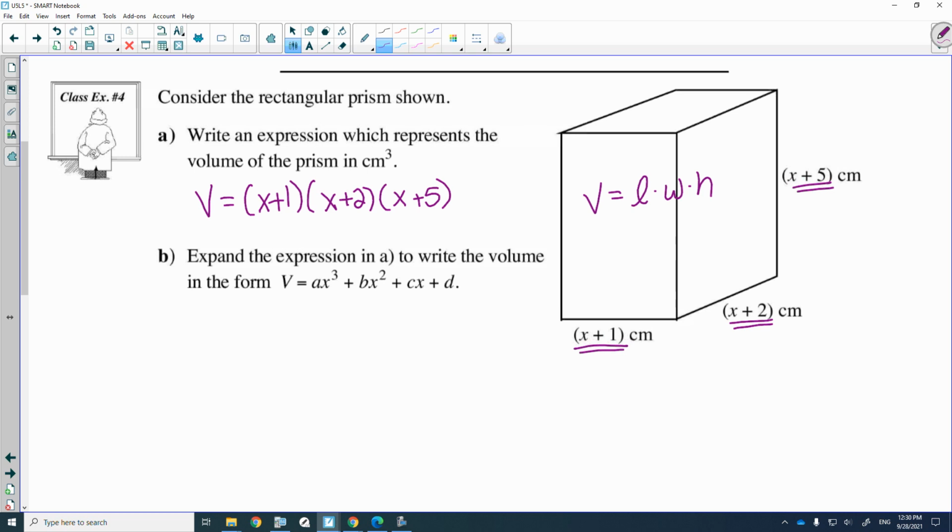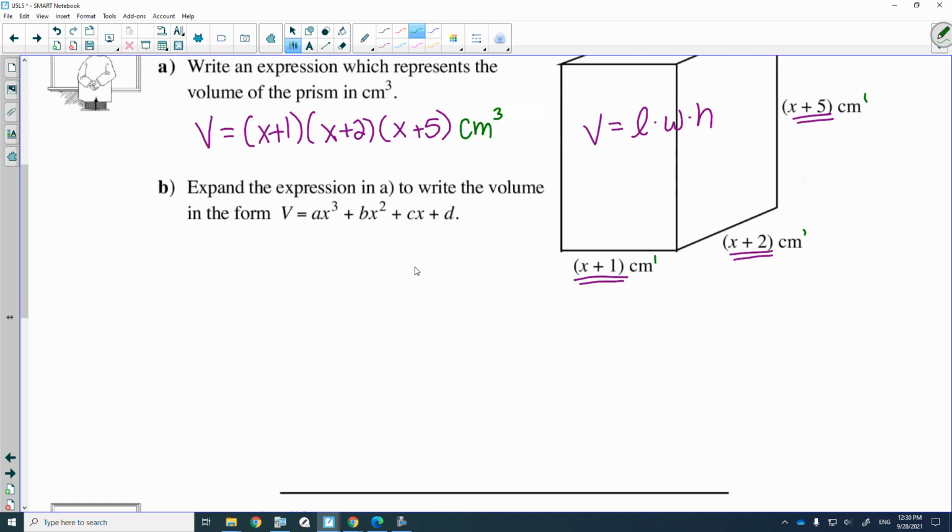This is three binomials that we're going to expand. What would your units for volume be? That's right, centimeters cubed. If you look, it's a centimeter times a centimeter times a centimeter, centimeters cubed. That would be your volume. Okay, B says expand this expression so that the expanded form would look like this.